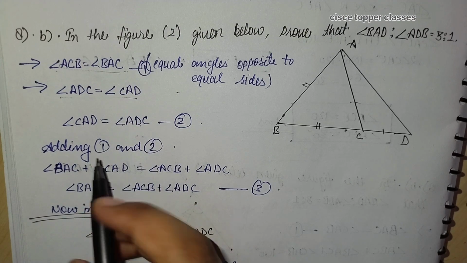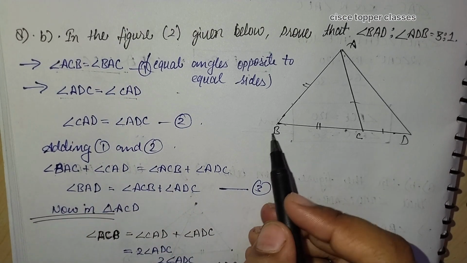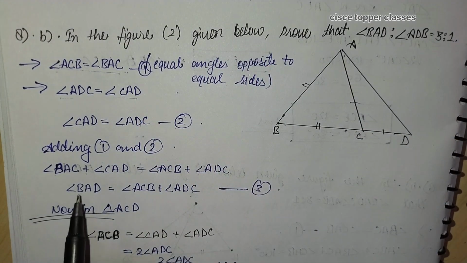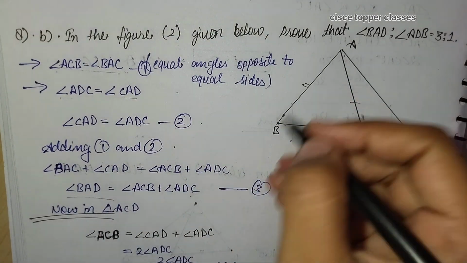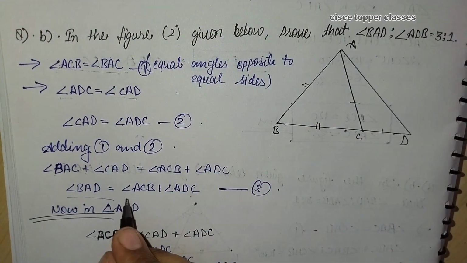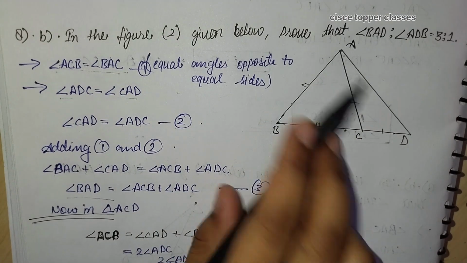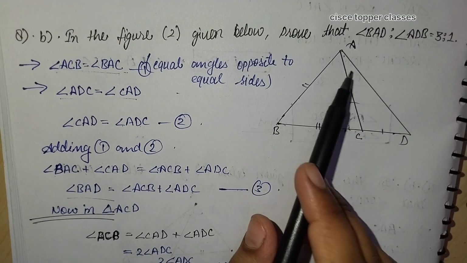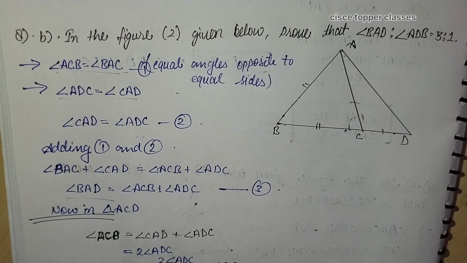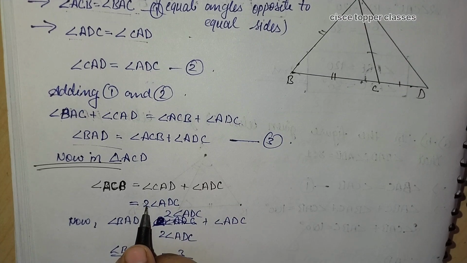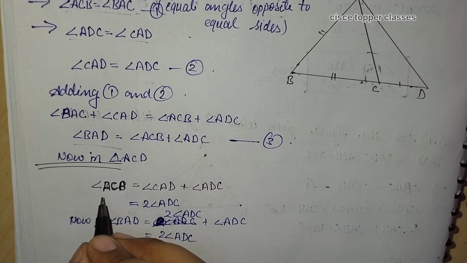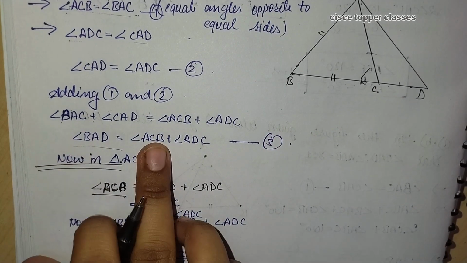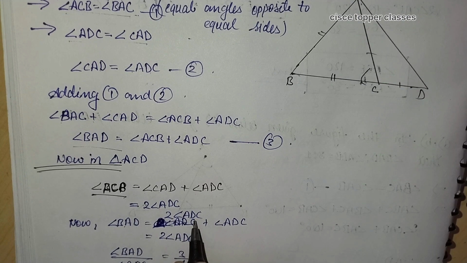We will add these first and second equations. On adding, we will get BAC plus CAD, and again ACB and here ADC. We can simply write it as BAC plus CAD as a whole, BAD, and this is equal to ACB and here ADC. Now in triangle ACD, this exterior angle is equal to CAD and ADC. Again, CAD is equal to ADC, so we can write it as 2ADC. ACB is equal to 2ADC. Now we will put the value of ACB here. So angle BAD is equal to 2 angle ADC.